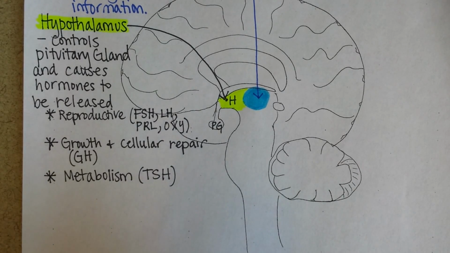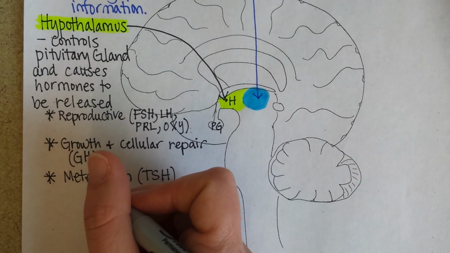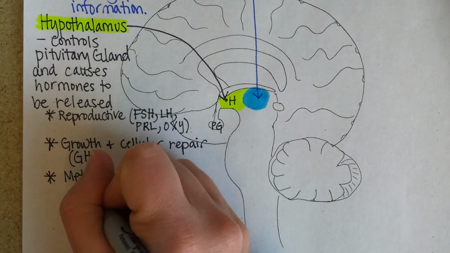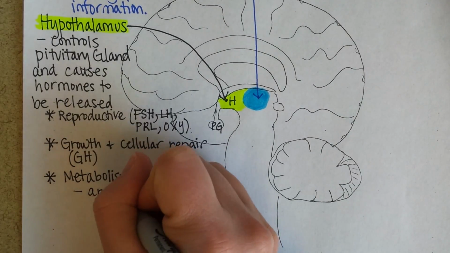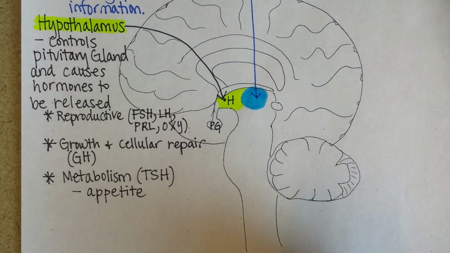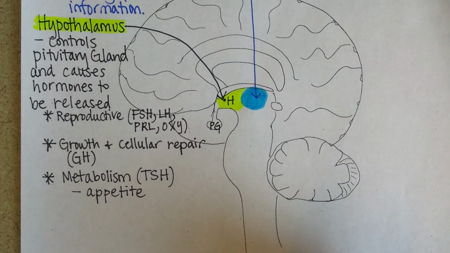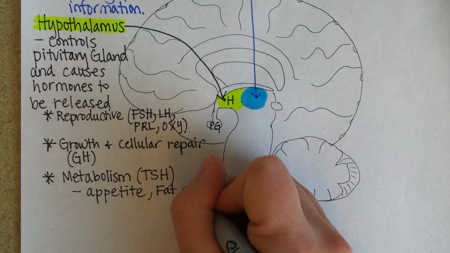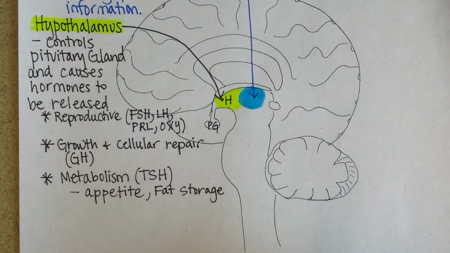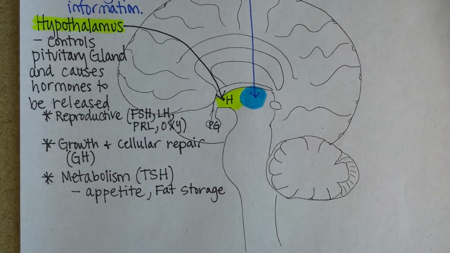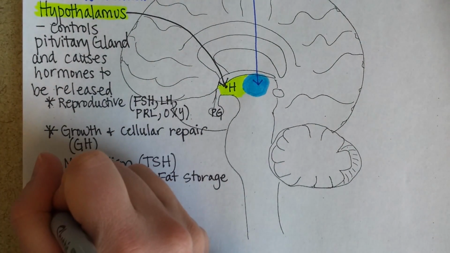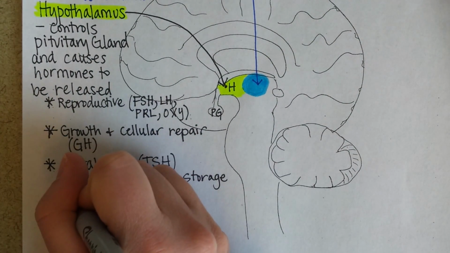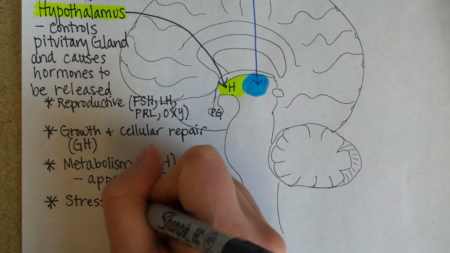There also seems to be signals from the hypothalamus that are very important in regulating your appetite and fat storage, etc. The hypothalamus also contributes to stress management.